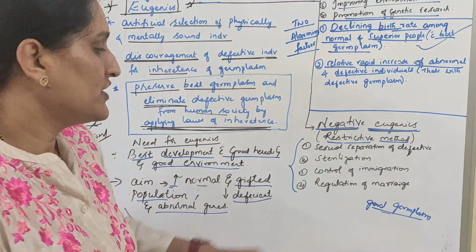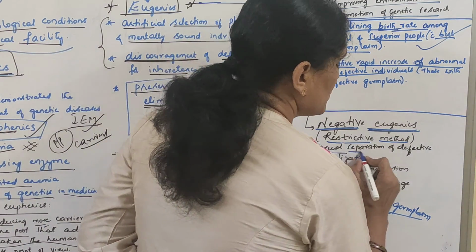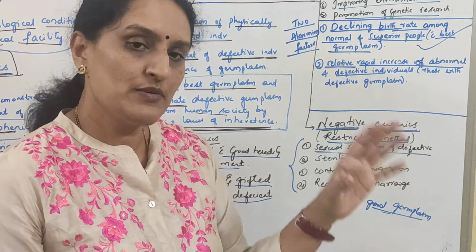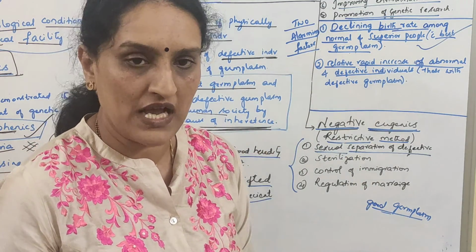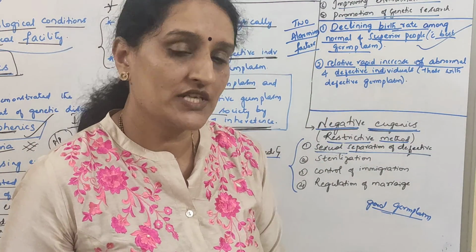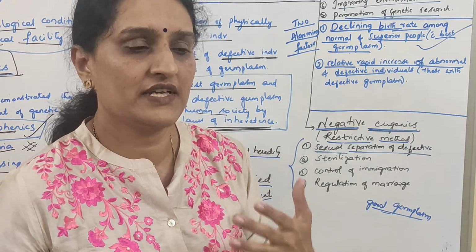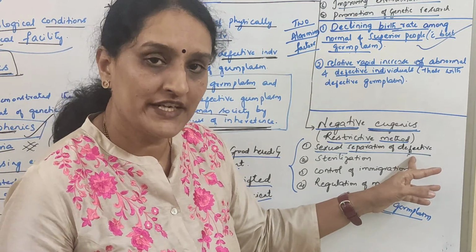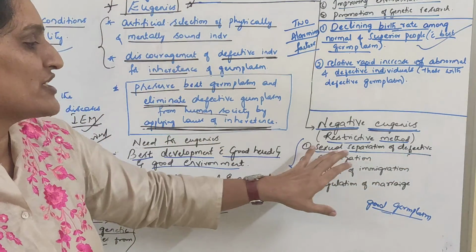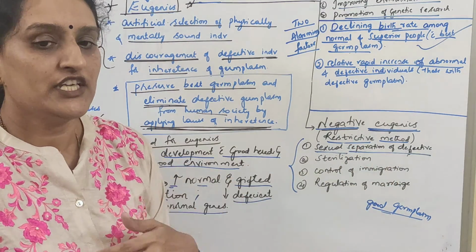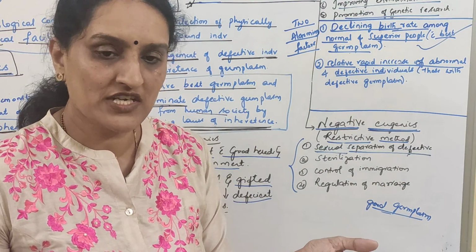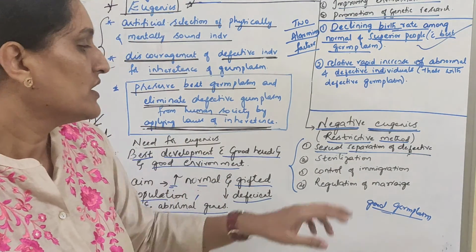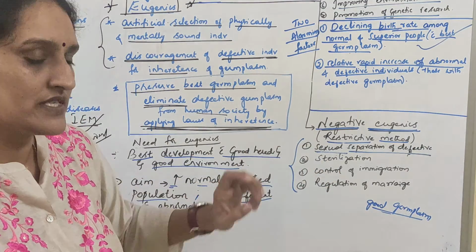And by now we already know what is good germ plasm or good character. Now the first method employed here is sexual separation of the defective. Here defective means any person who has abnormal genes or any genetic disorder, such as color blindness, hemophilia, or any kind of mutated genes, and he should be sexually separated so that he does not participate in reproduction and again give rise to the same kind of negative genes in the gene pool. That is what we are aiming at.